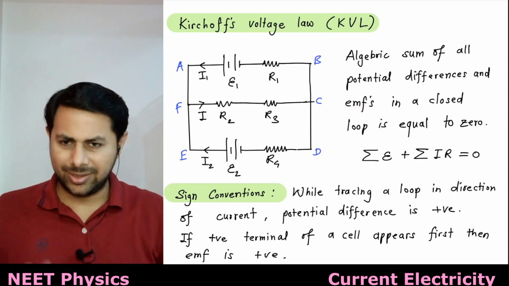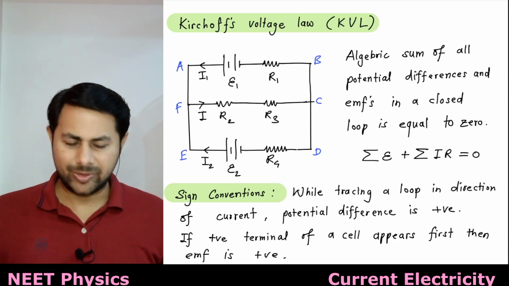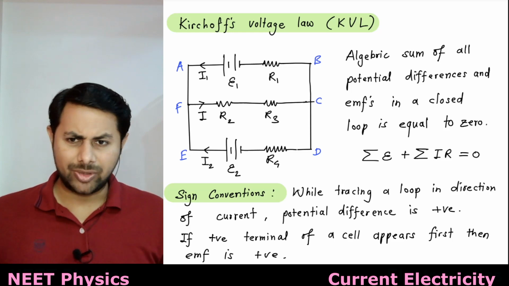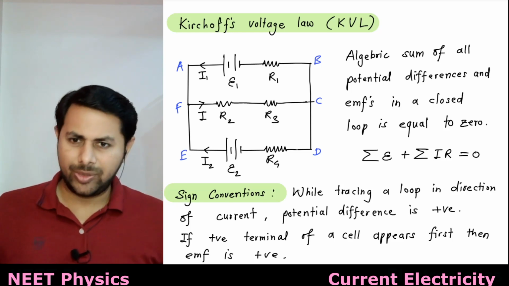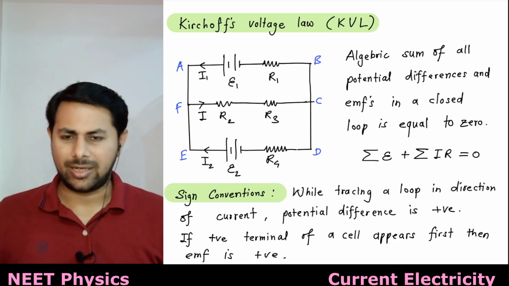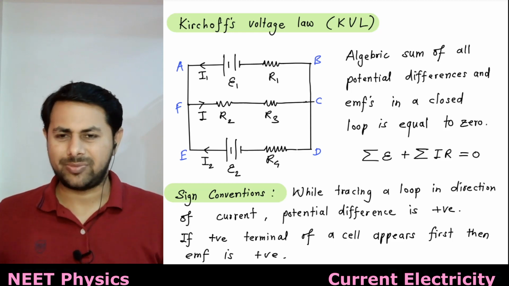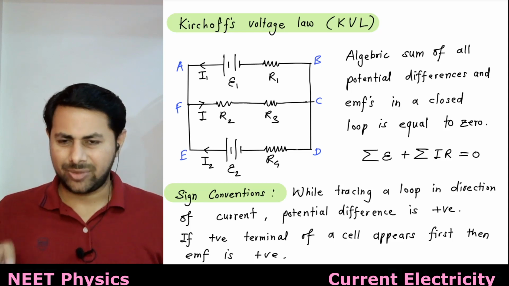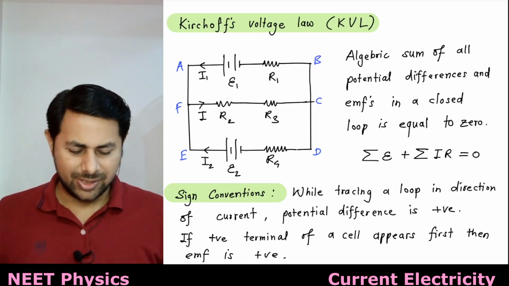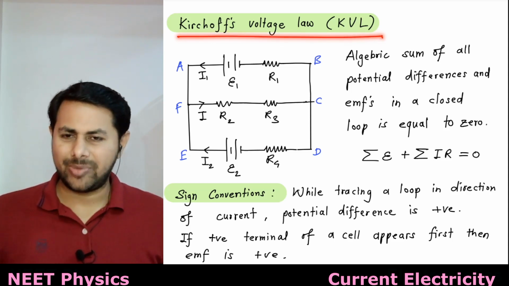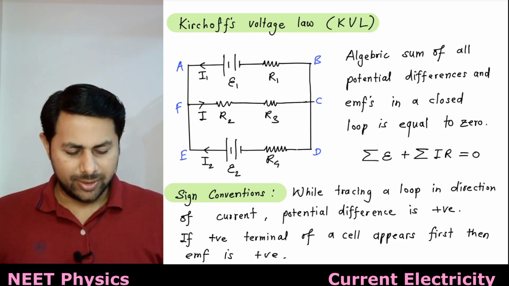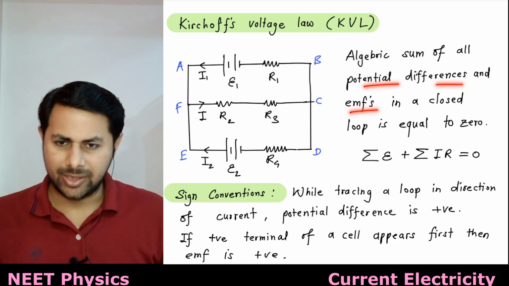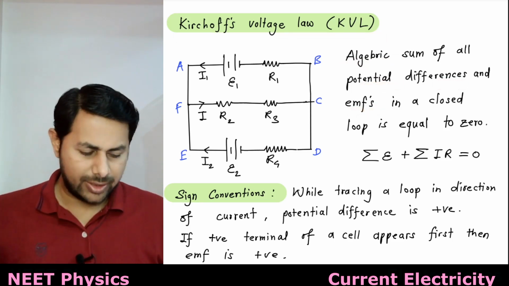Okay, and this one comes from the law of conservation of energy. There have been questions in the exam asking which law Kirchhoff's current law is, the law of conservation of charge, or something else. So Kirchhoff's current law is the law of conservation of charge, and Kirchhoff's voltage law is the law of conservation of energy. So it says that the algebraic sum of all potential differences and EMFs in a closed loop is equal to 0.